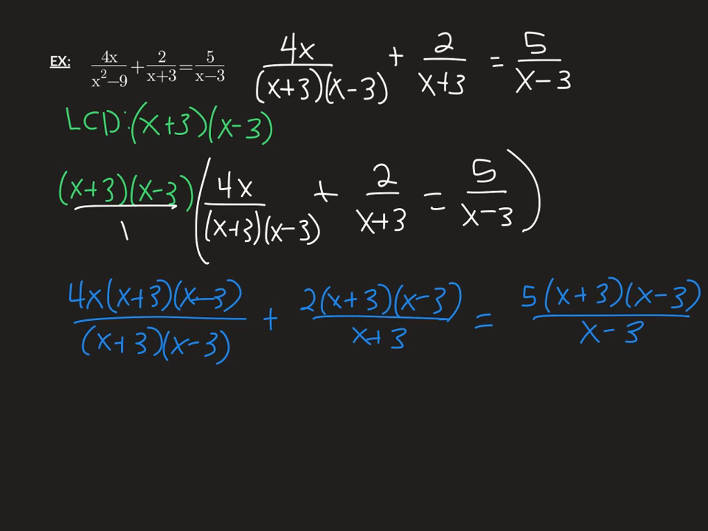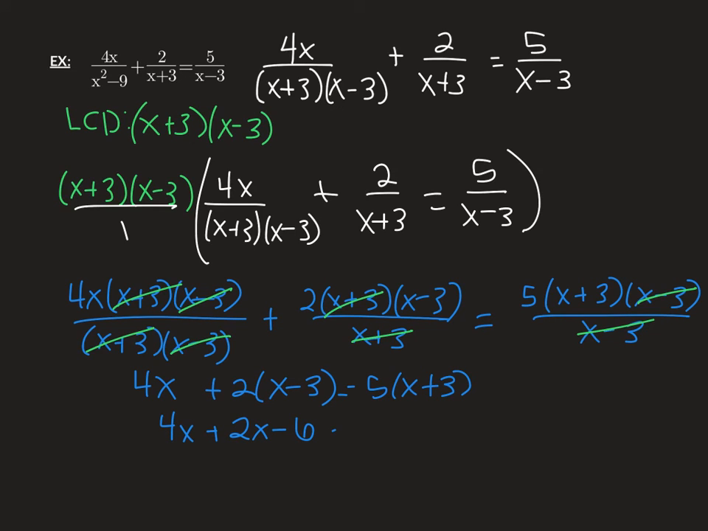Okay, and now I can cancel them. And so canceling the terms that are alike in the tops and the bottoms, I can't go across any of the addition signs, but from each fraction I can reduce as much as possible. And so I end up with this algebraic equation that says 4x plus 2 times x minus 3 equals 5 times x plus 3. So I get 4x plus 2x minus 6 equals 5x plus 15. 6x minus 6 equals 5x plus 15.